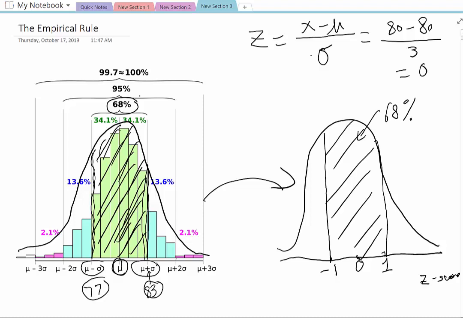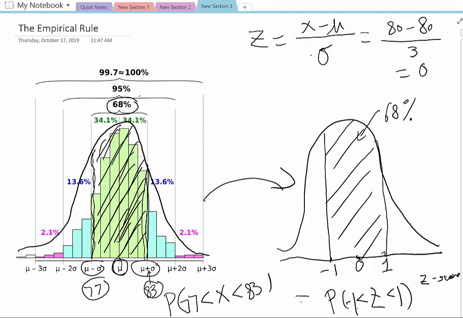Now, what I found out is, if I want to find the percentage, the probability that one student's score is bigger than 77 and less than 83, that is the same as looking at P where the z-score is bigger than negative 1 and less than 1. Because negative 1 is associated with the score 77, and 1 is your score 83. They're the same. You don't have to worry about the equal sign, it doesn't matter, we're going to get the same answer, and the total will be about 68%.